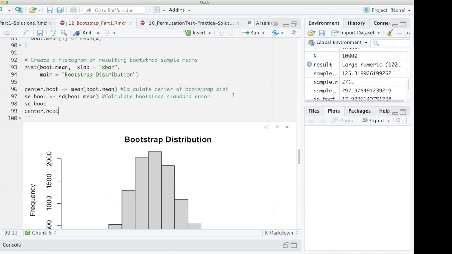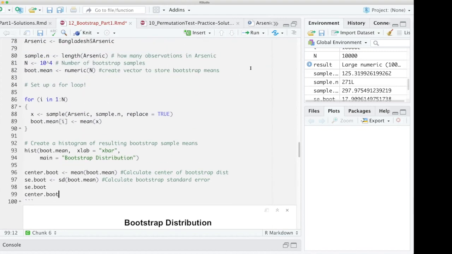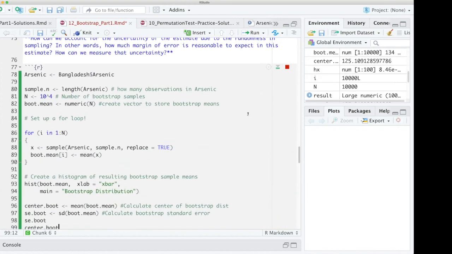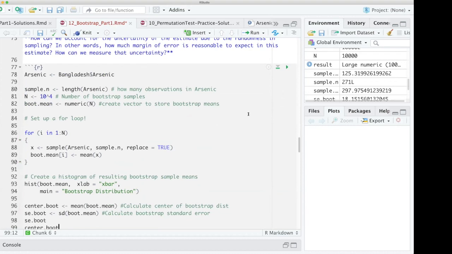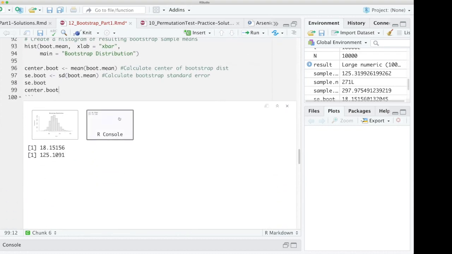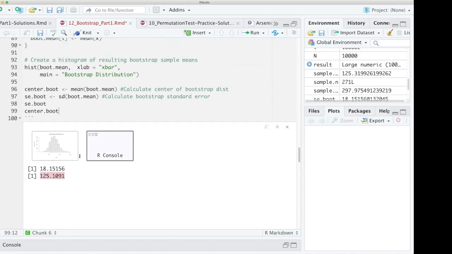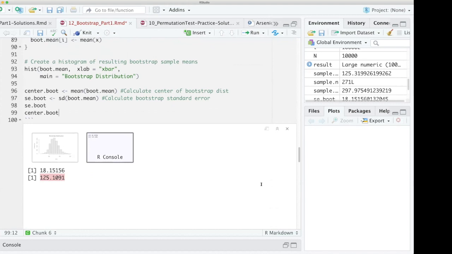And hopefully you're trying this out on your end, and you're getting similar stuff, but not exactly the same. We should have some variability here. So what I'm seeing is that the center is 125, which is pretty close to the mean of the sample. And we're getting a standard error here, which is about 18. And again, you probably got different values, but you should be getting something close to 18, at least for the bootstrap standard error.